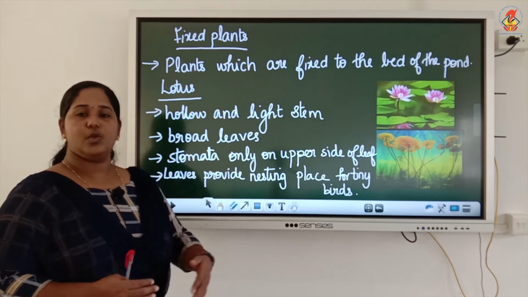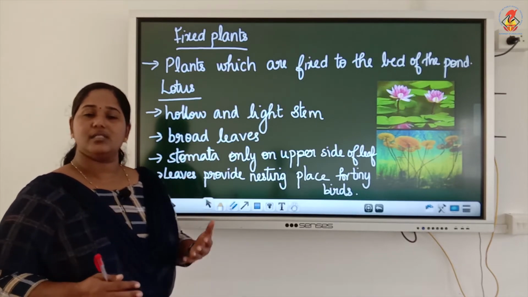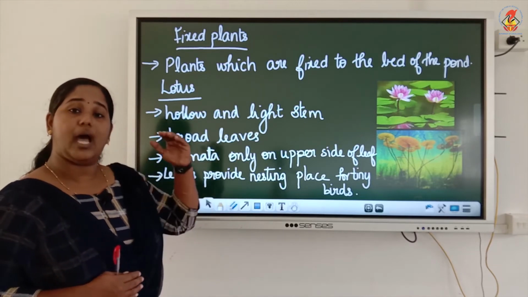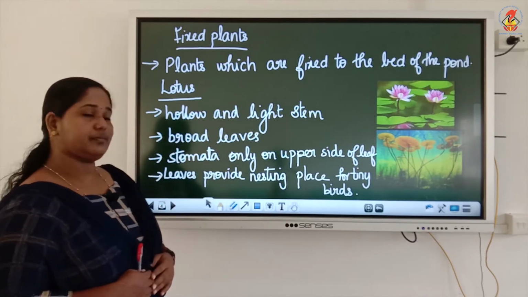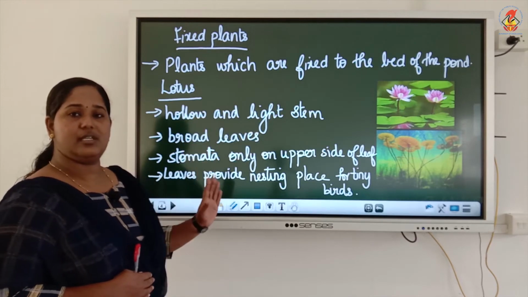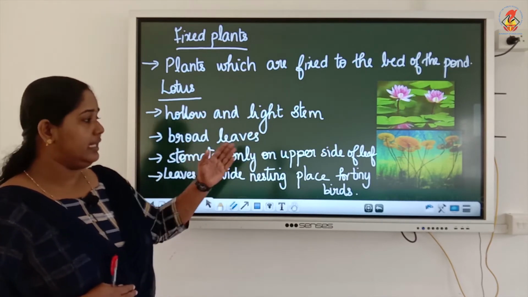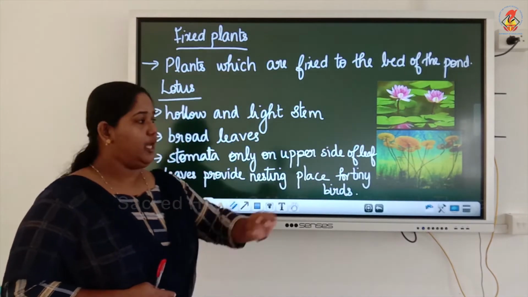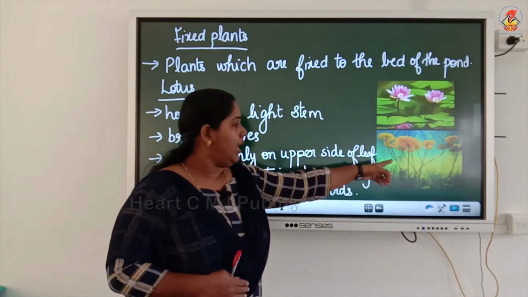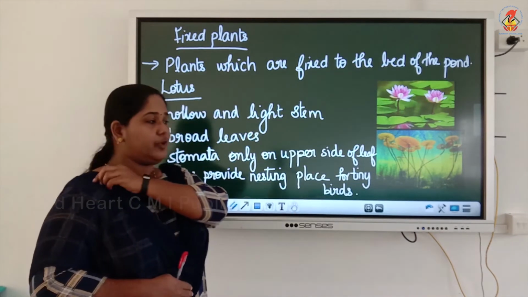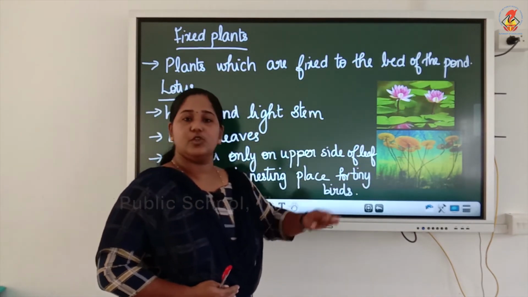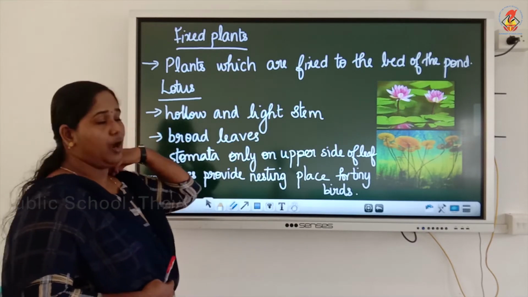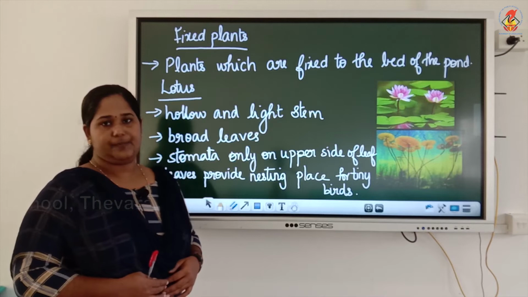No. So instead, in a lotus or any other fixed plants, the stomata is present on the upper side of the leaf. So these are the features regarding fixed plants, and here in this picture you can see the underwater view of a lotus plant. You can see the leaves on top and stem which is fixed to the water bed. So this is all about fixed plants.